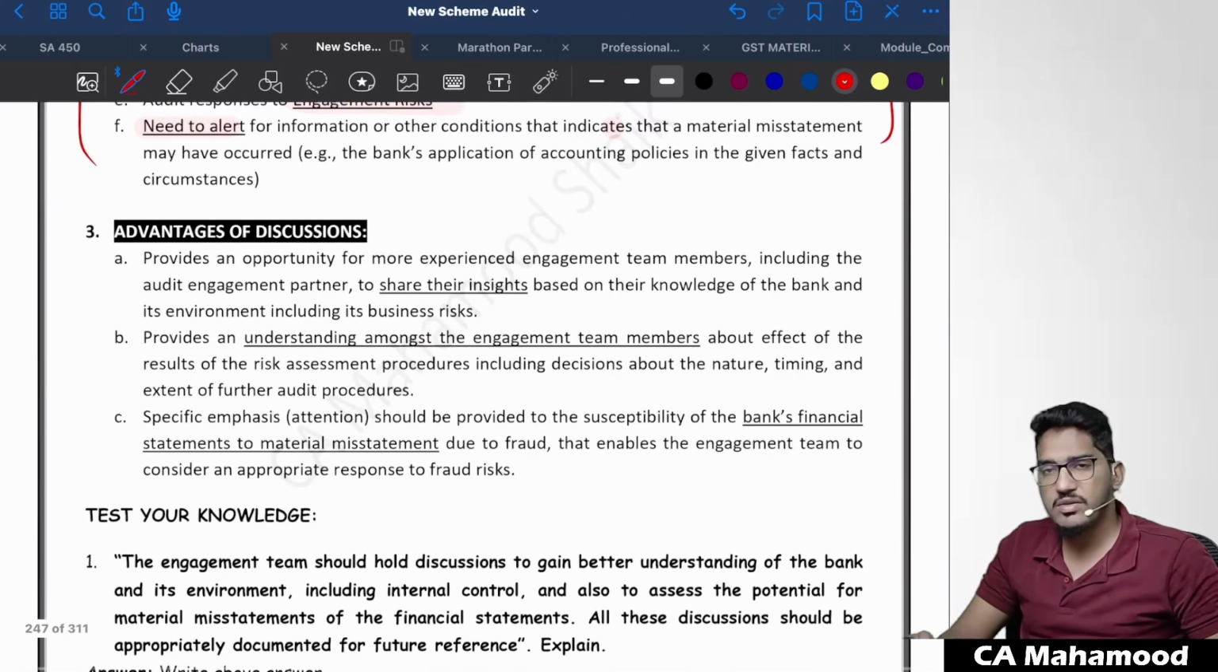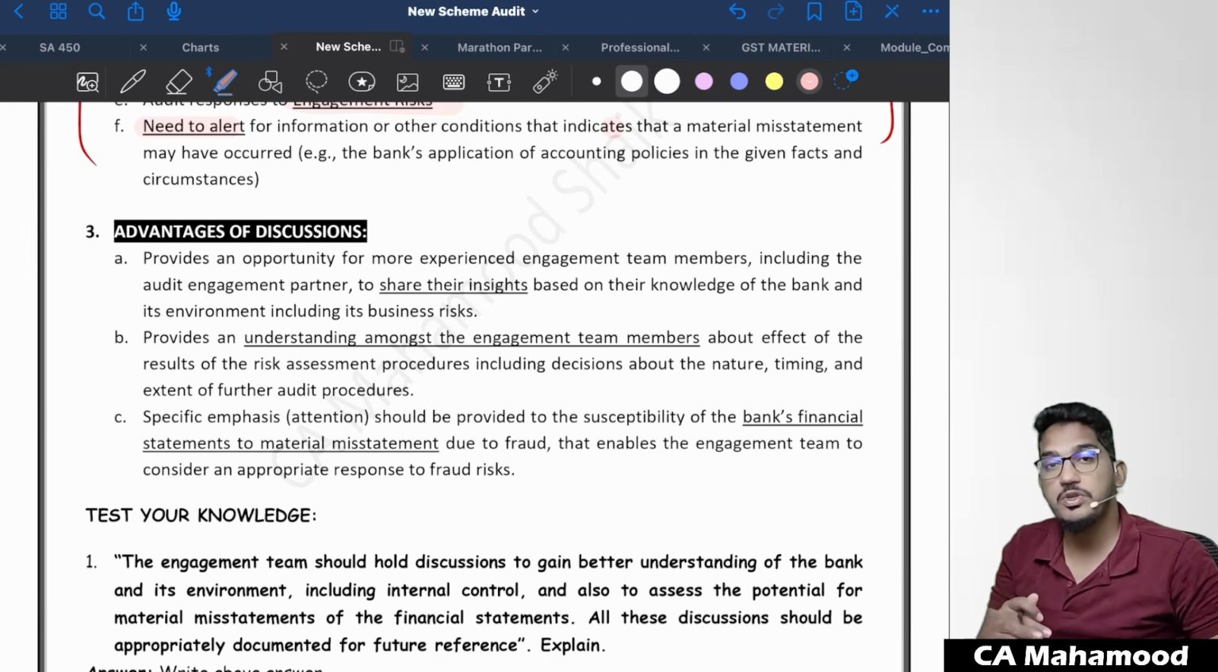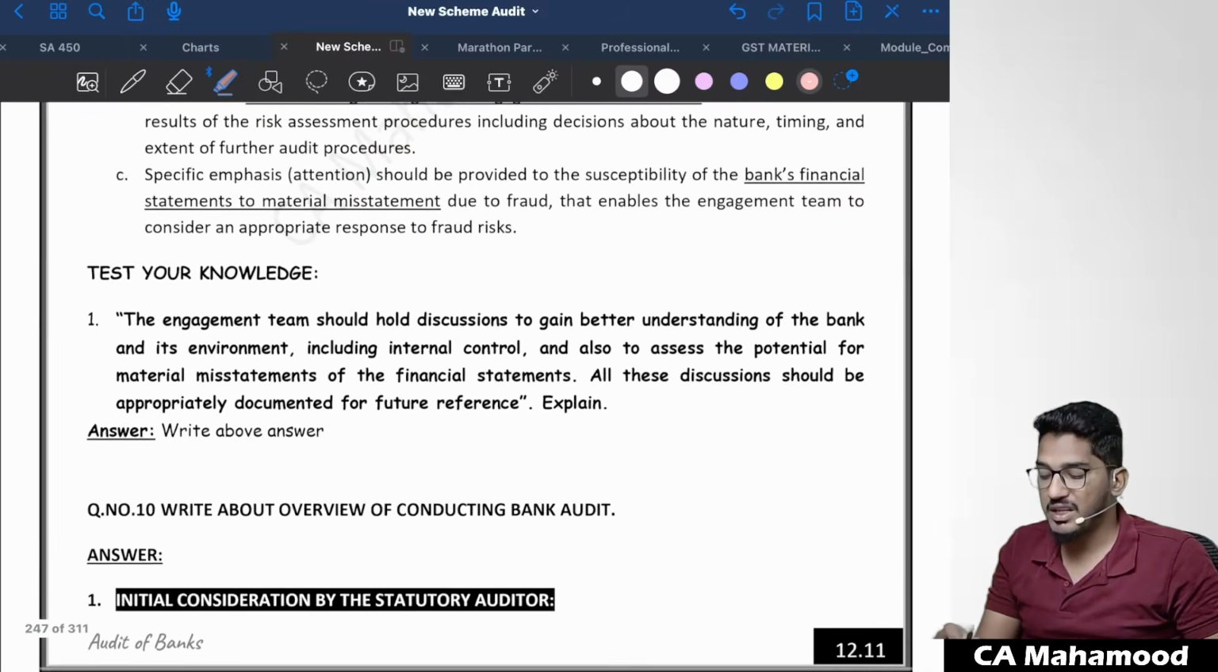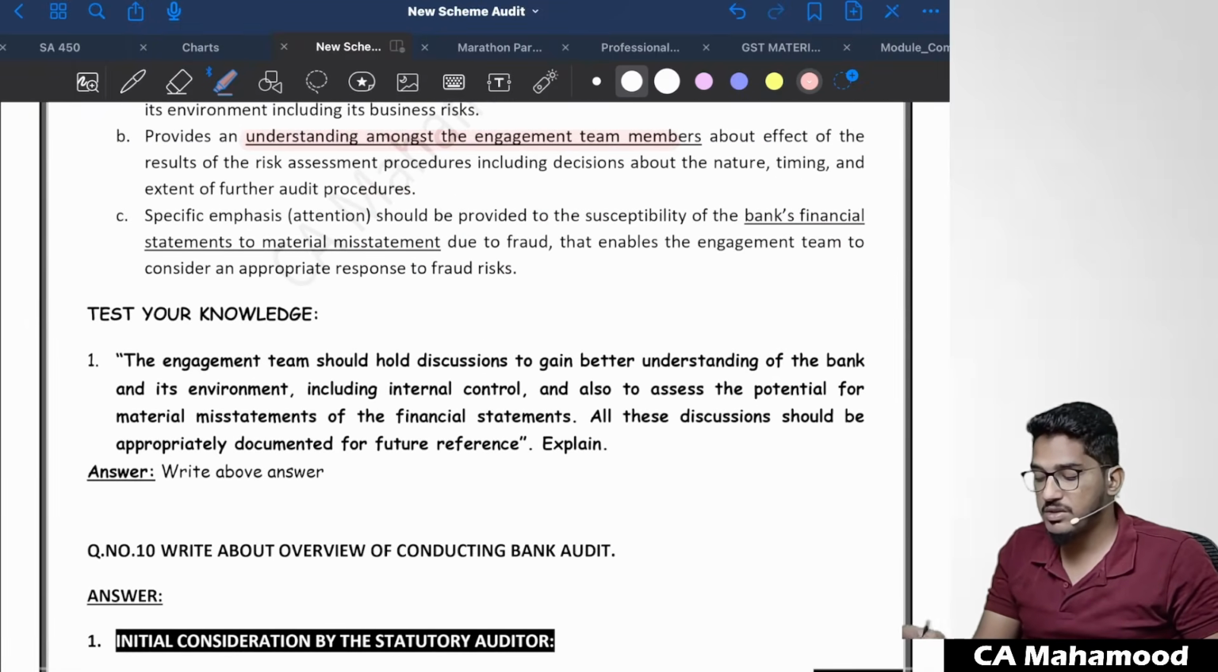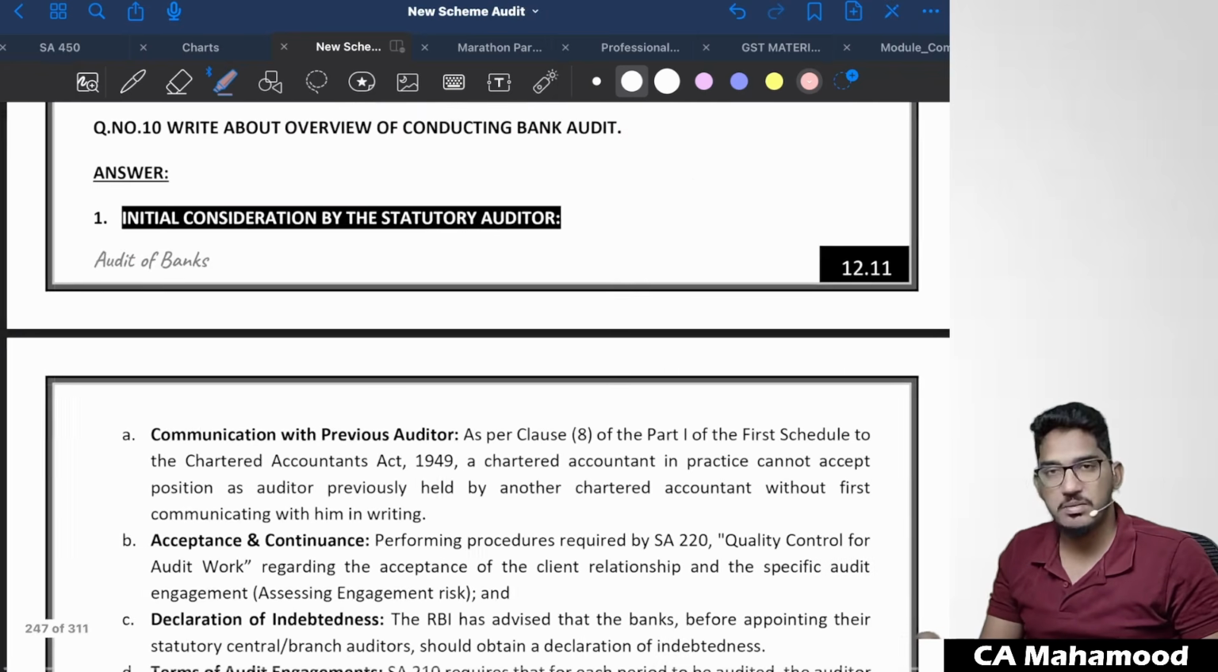And what are the advantages of having this discussion? Why do they have these discussions? Because it will provide an opportunity for more experienced team members to share their knowledge with the less experienced team members, and it will promote better understanding among the engagement team members. And also specifically during the discussion, the main attention they will put on the bank's financial statement susceptibility to fraud. Mainly they will focus on fraud, how to respond to the fraud. These will be the key matters which will be discussed during engagement team discussions. Clear? So this is regarding engagement team discussion.